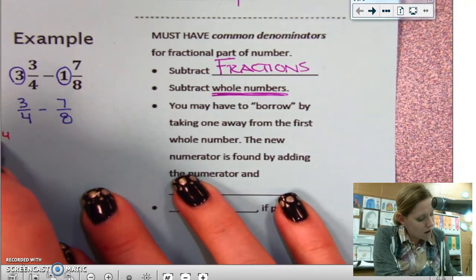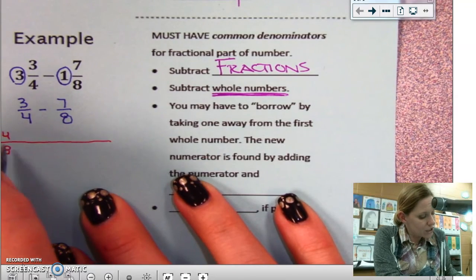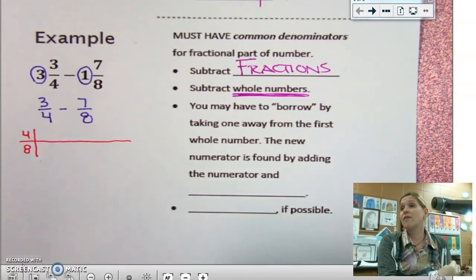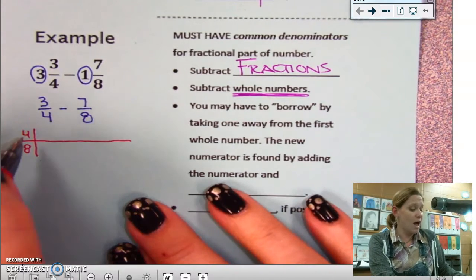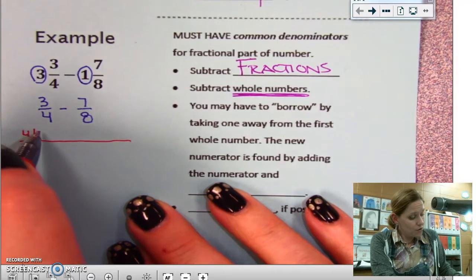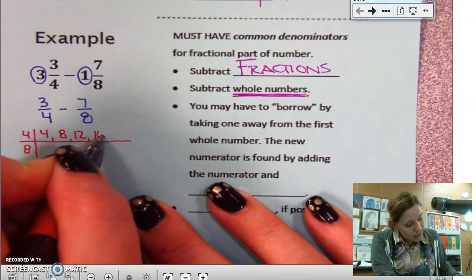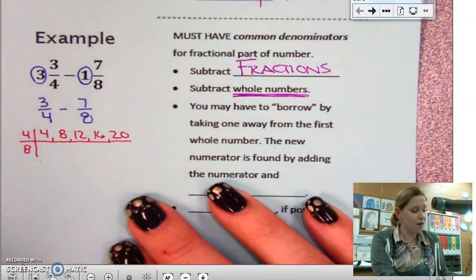I'm going to make my T-chart. If you don't need the T-chart, that's fabulous. That's fantastic. Before your notes, put it in there so you always have that reference as to what they have in common. So I'm going to start with my tables of 4. 4 times 1 is 4. 4 times 2 is 8. 12, 16, 20, and I'm going to stop right there.